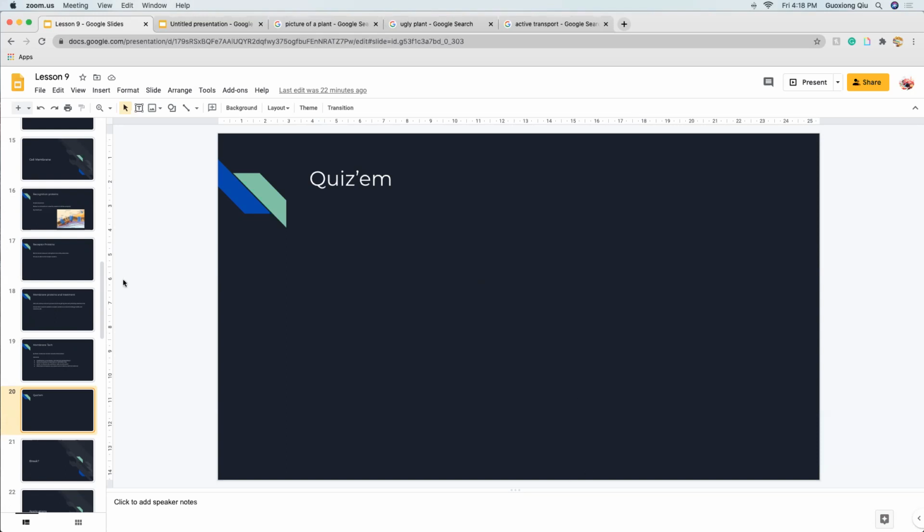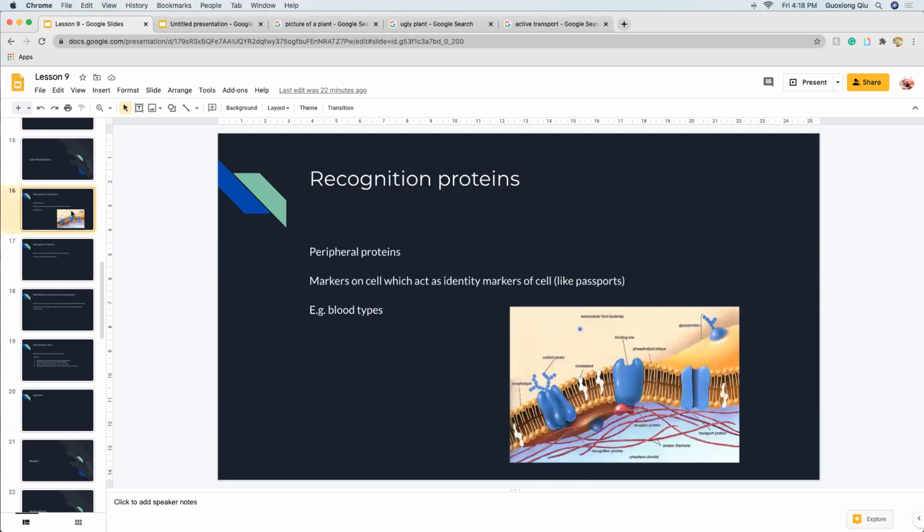All right, recognition proteins. Same deal. They are proteins on the cell membrane, and their role is, well, you can define them in any way, as long as it's similar to what I'm about to say, which is they're just identity markers of the cell.